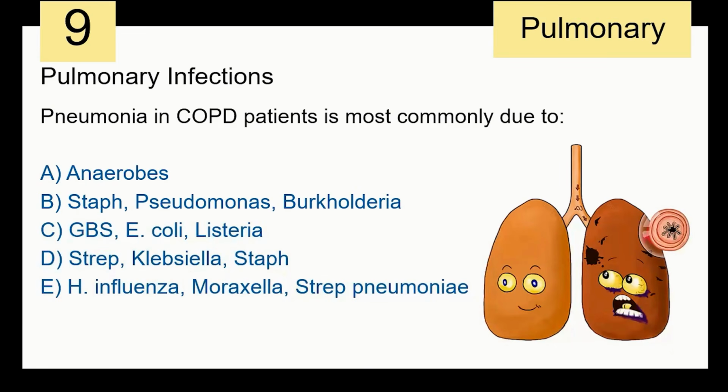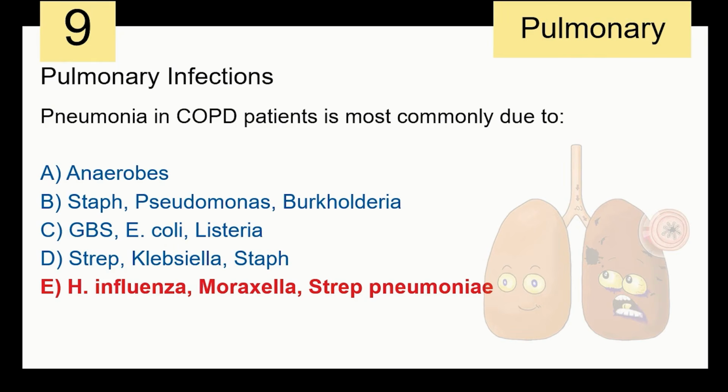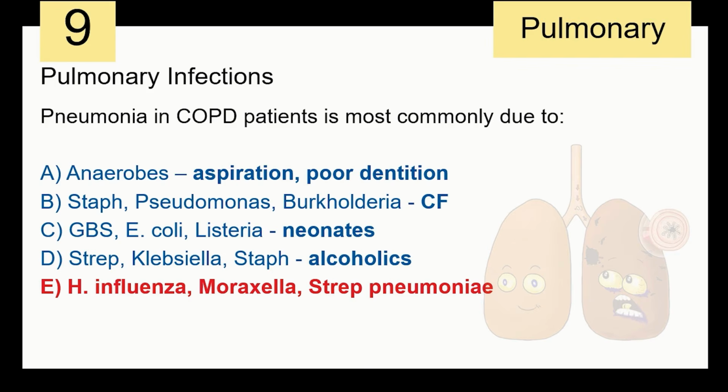Question 9. Pneumonia in COPD patients is most commonly due to... The answer is Haemophilus influenzae, Moraxella, and Streptococcus pneumoniae. And we can take a look over here at associations of these microbes with various conditions. For example, Staph, Pseudomonas, and Burkholderia cepacia are seen in cystic fibrosis patients who have poor mucociliary mechanisms, and they are more prone to these infections. You can take a look at these associations over here.